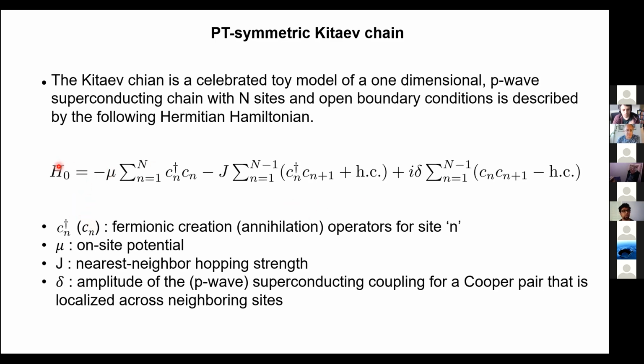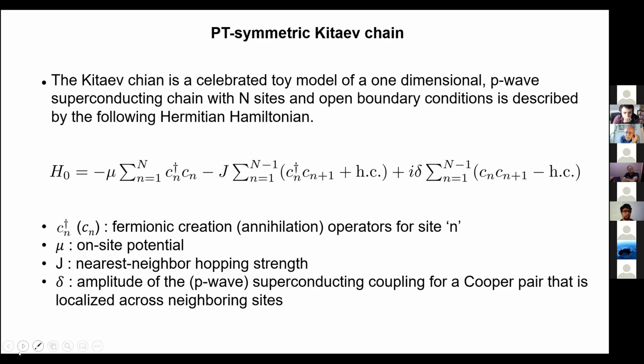So here's the Hamiltonian. The mu represents the on-site potential. The J is the inter-site coupling, and the delta is the superconducting coupling between two Cooper pairs. This term is given by the BCS theory, of course, and this is where Alexei Kitaev added the J term, to link the two Cooper pairs.